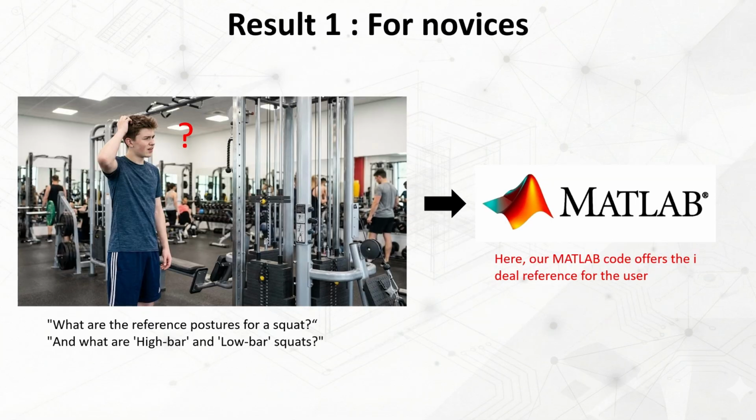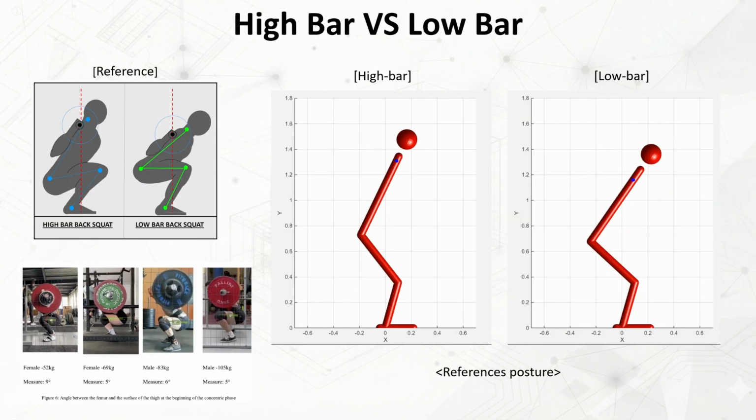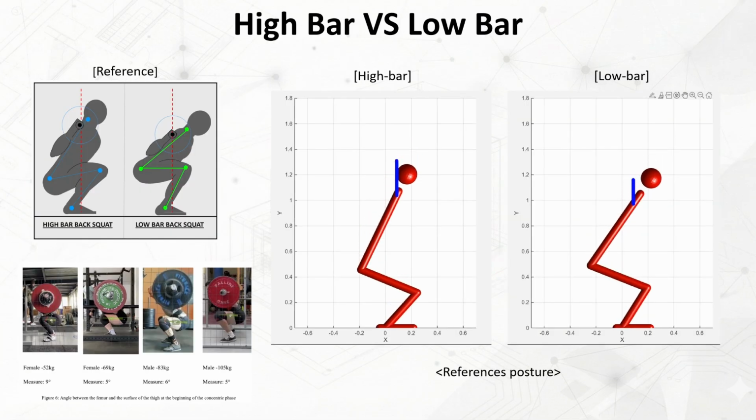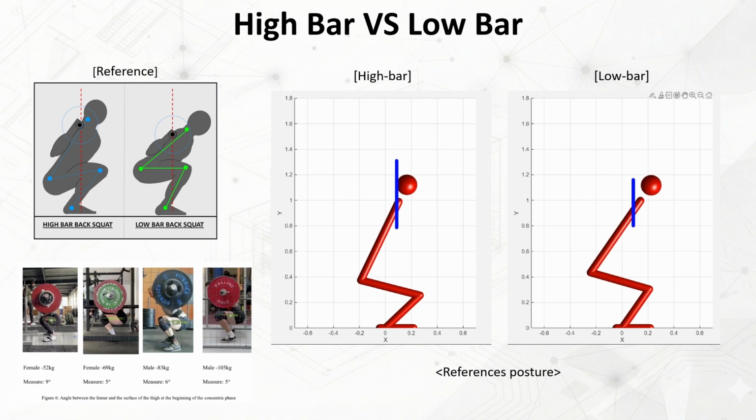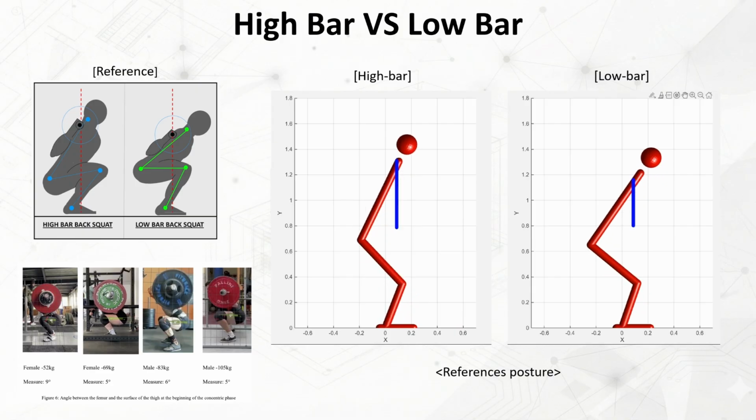Beginners often struggle with these questions. They lack a standard to follow. To solve this, our MATLAB code provides the ideal reference motion. We offer standardized posture data so beginners can visualize and imitate the correct form. We specifically focus on the two main styles, high bar and low bar squats.